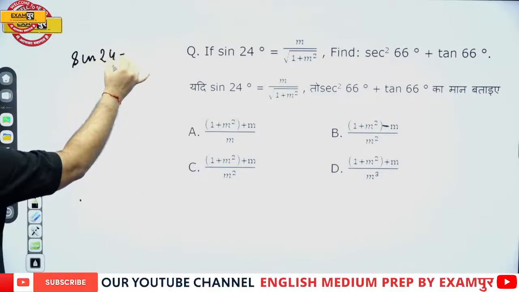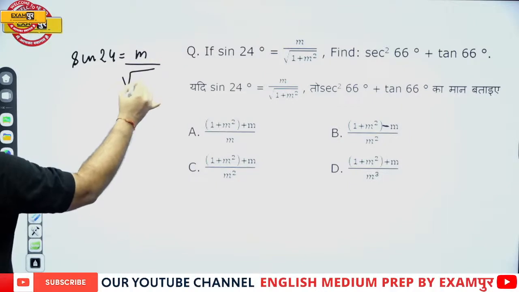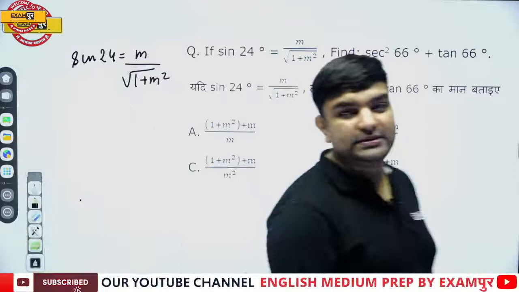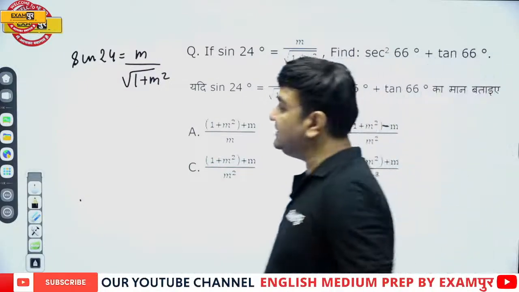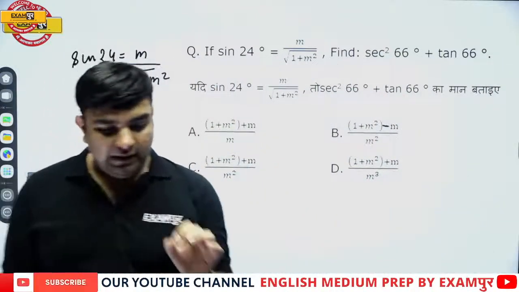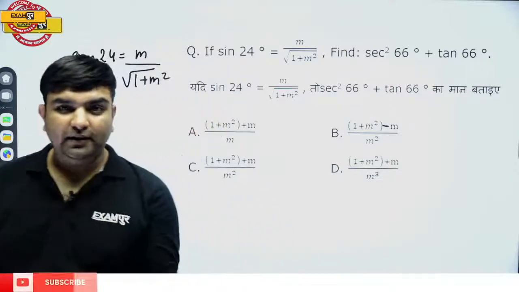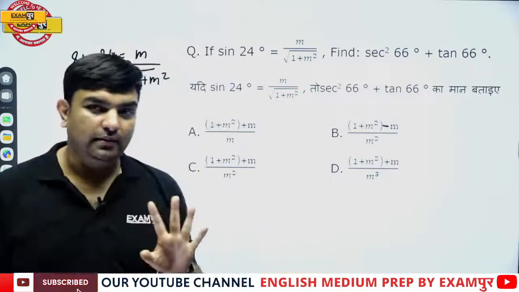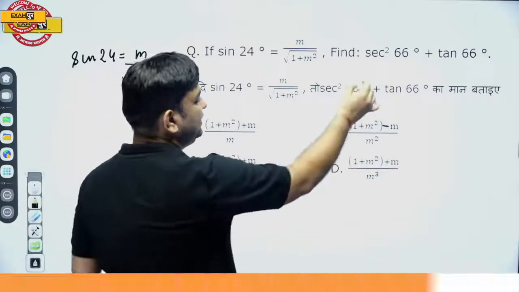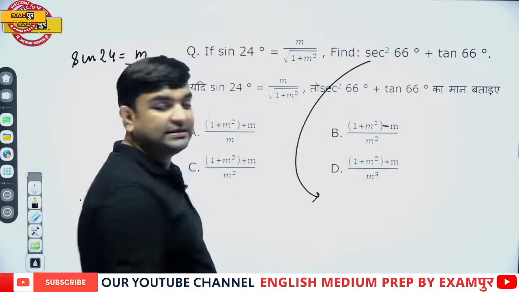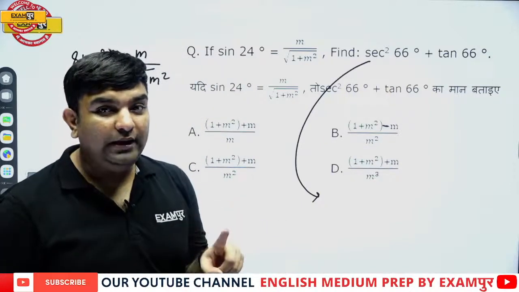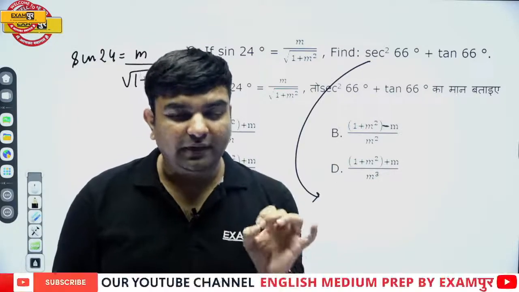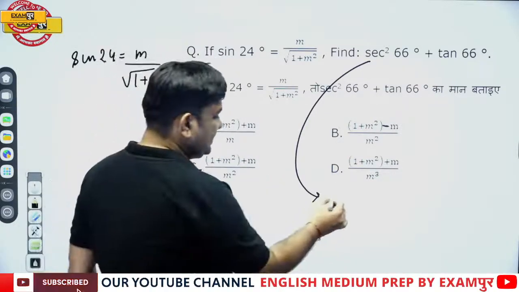Sin 24 is 1 upon m, under root of 1 plus m square. What is sec square 66 minus tan 66? It's better if the angle is given in 24. Convert all of them into 24. Sec square 66 can be written as, what is the complementary of sec? Cosec. So it's cosec square 24.